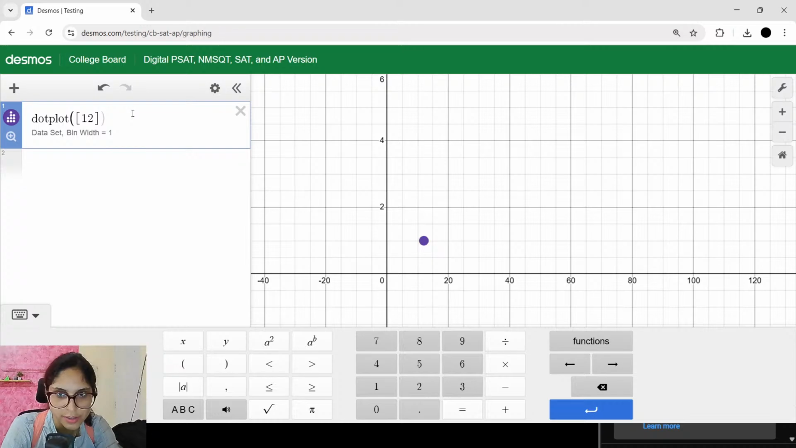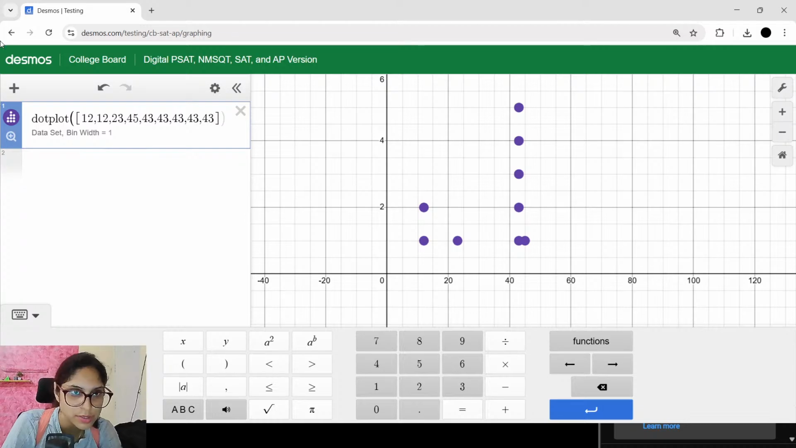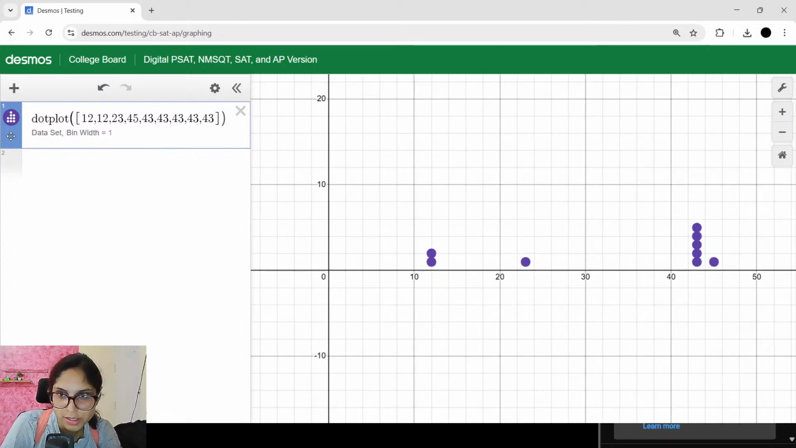For example, if I write the values 12, 12, 23, 45, 43, 43, 43, 43, see, it's showing all the values. And you can just click on plus. So it's going to show you perfectly how it is happening.